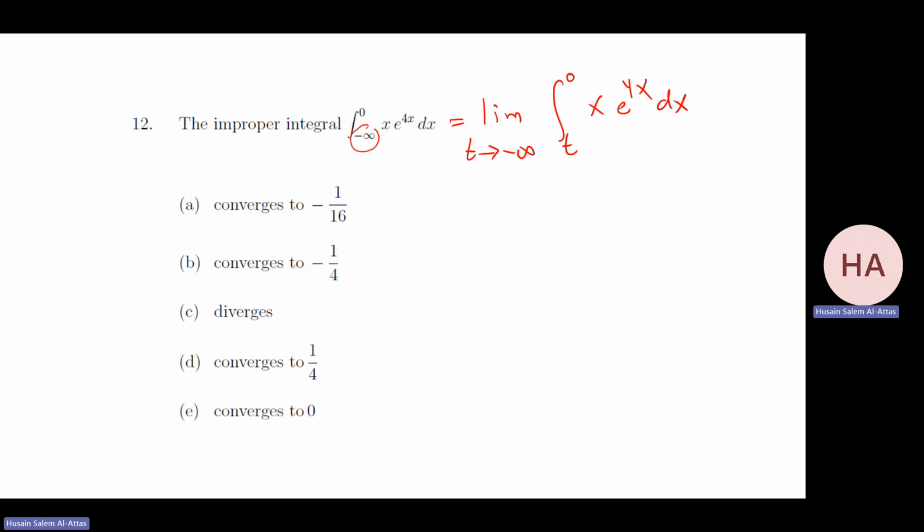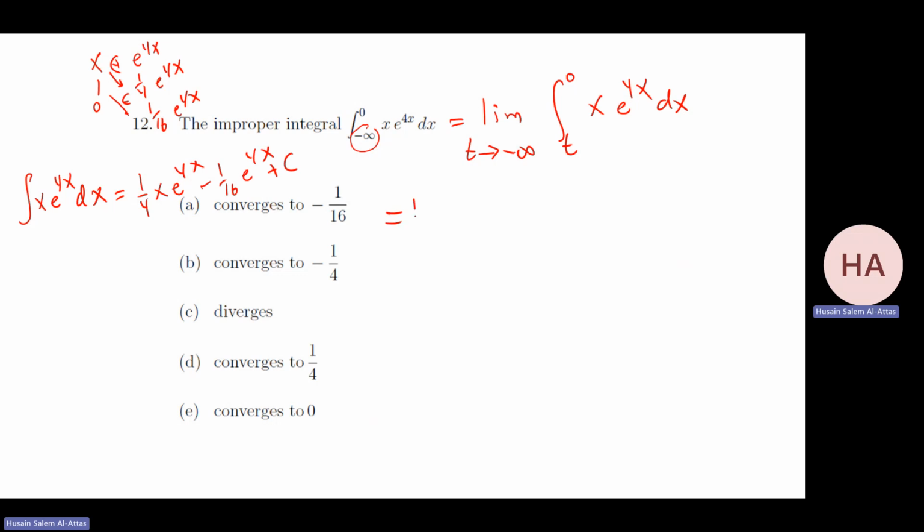So let me do it here. I need to have space here. I need the tabular method, I think. Yeah, the tabular will do it. x, 1, e^(4x), 1/4 e^(4x), 1/16 e^(4x). That will be plus, that will be minus. So we have 1/4 x e^(4x) minus 1/16 e^(4x) plus c.